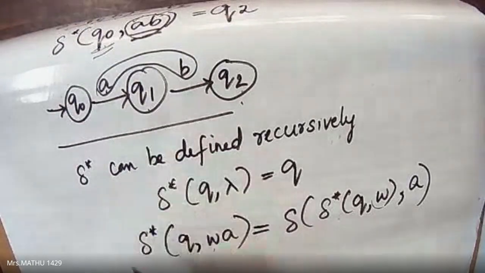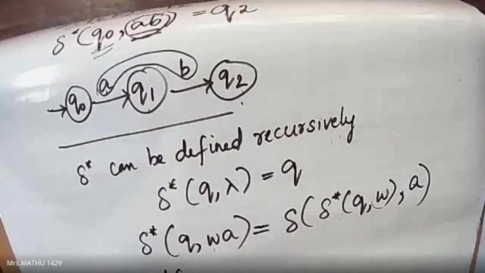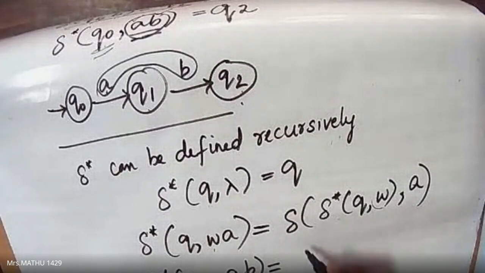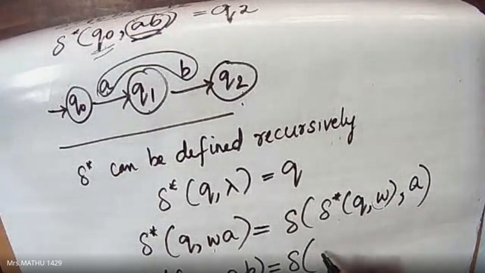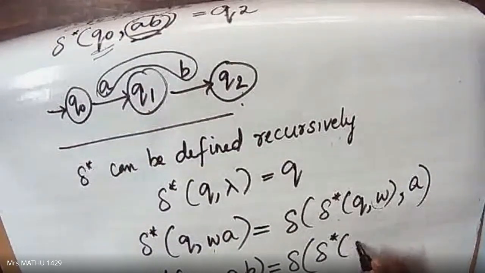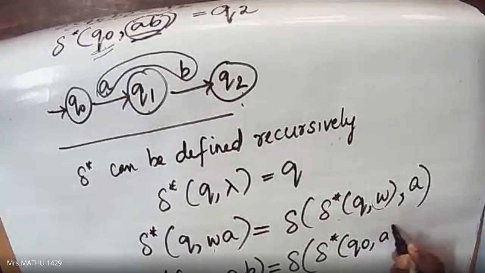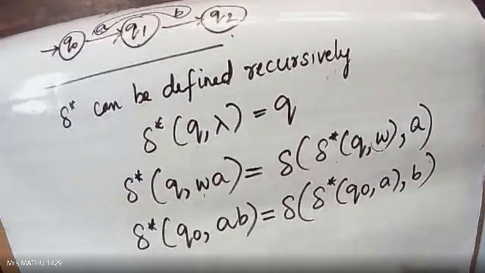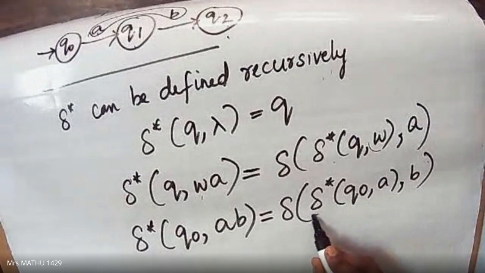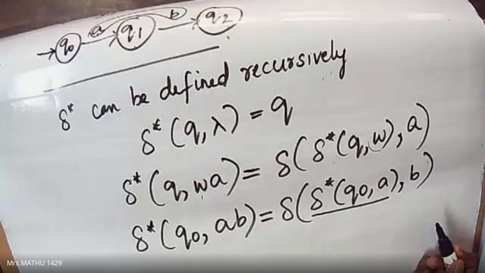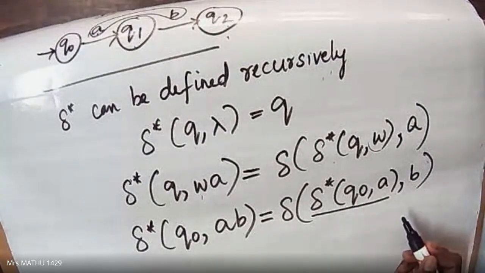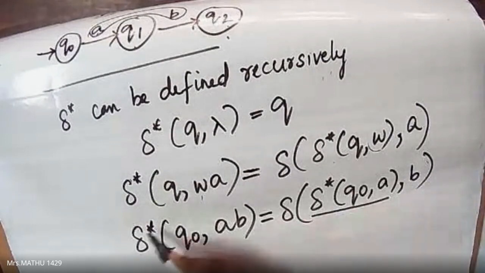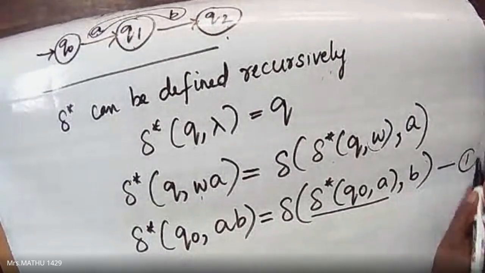Now we will write it for the given example. Delta star of q naught comma AB. This is the string we had. So we can write delta star of q naught comma A comma B. Now we want to know the value for this. Let me take this as the first equation.